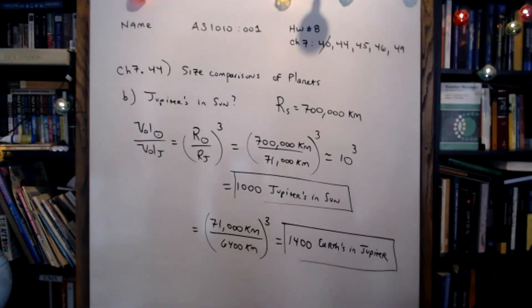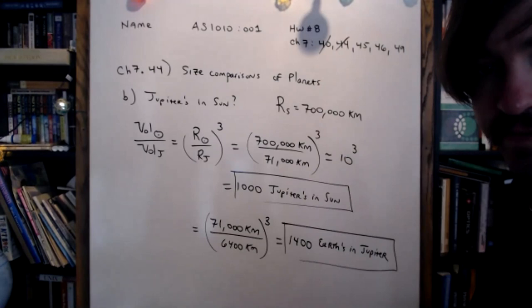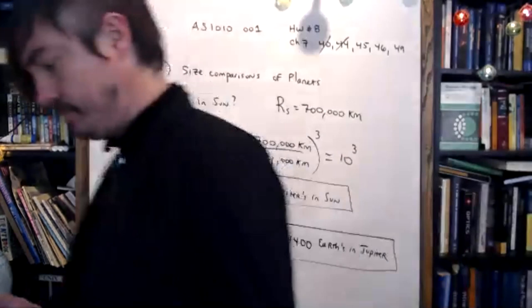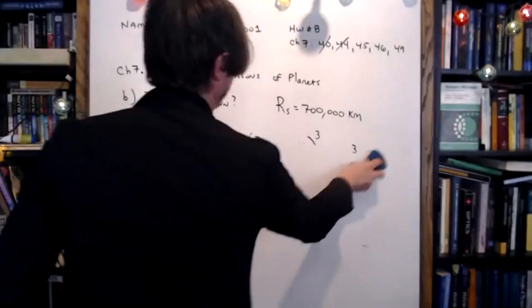That knocks out two questions. Joel, 45. Hold on, wait. Andrew, can I erase? No, not yet. All right, I'm all set. Thank you. Okay, Joel, 45, if you don't mind.